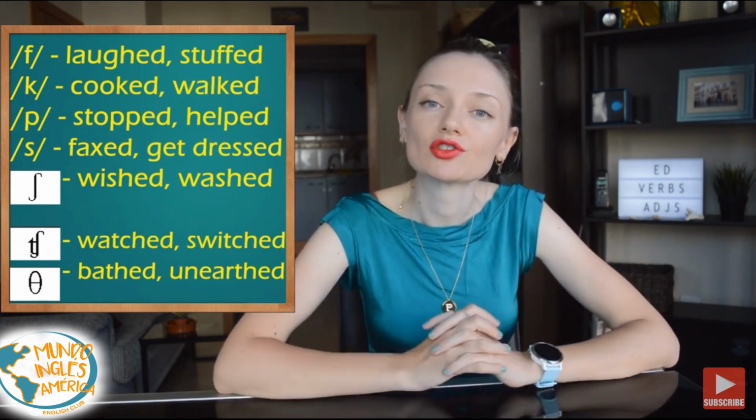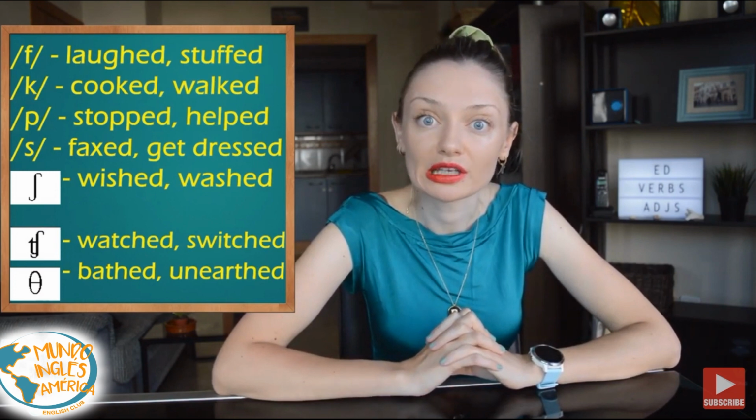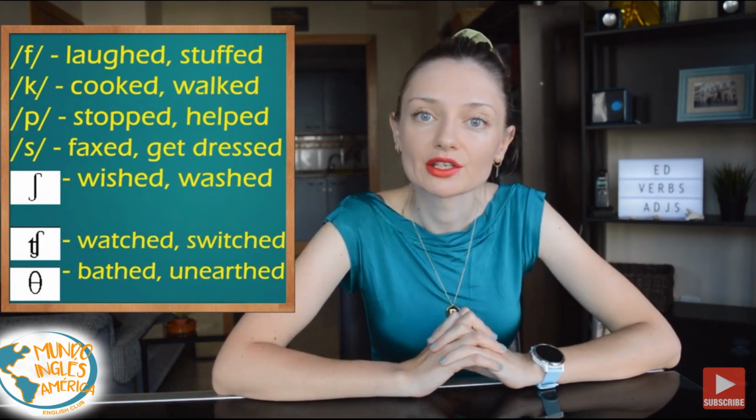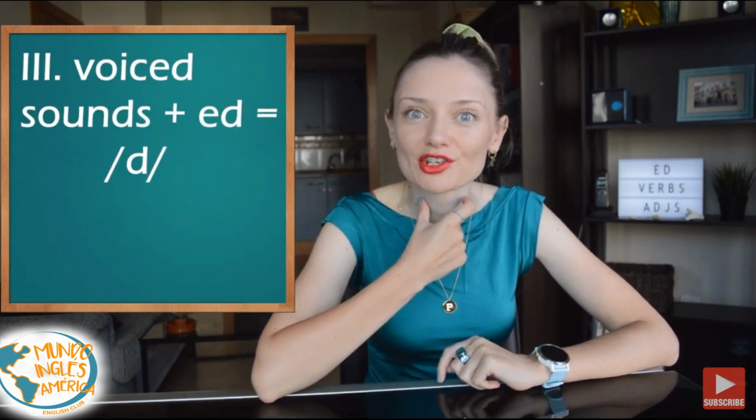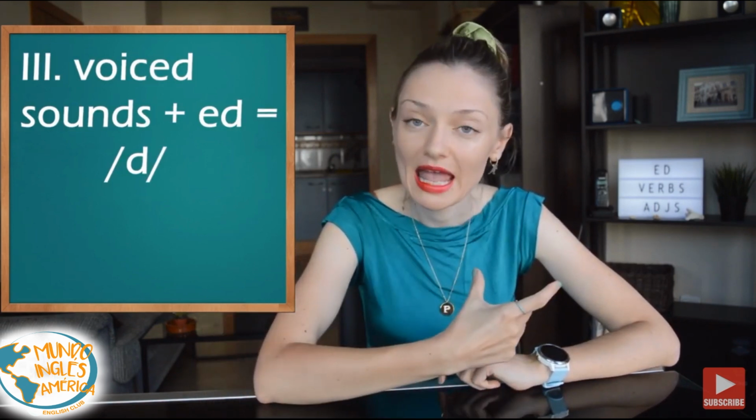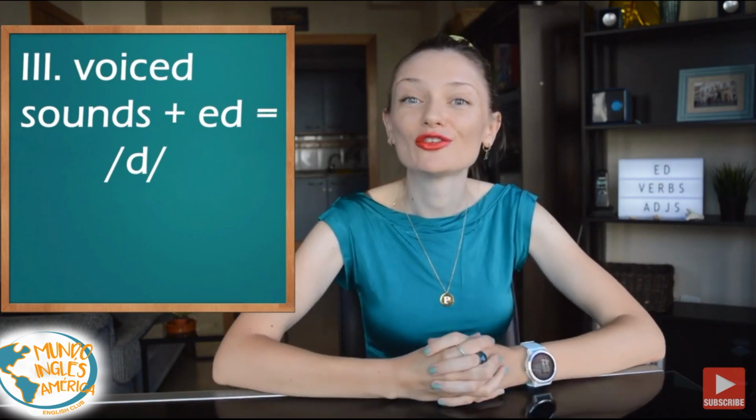So in this group, it's really important not to pronounce the letter E, so we wouldn't say stop-it, but stopped. And to finish, the third group: if the final sound of the infinitive is voiced, it means that there is vibration of the vocal cords. In this case, the pronunciation of ed is d, so basically it is the rest of the sounds.